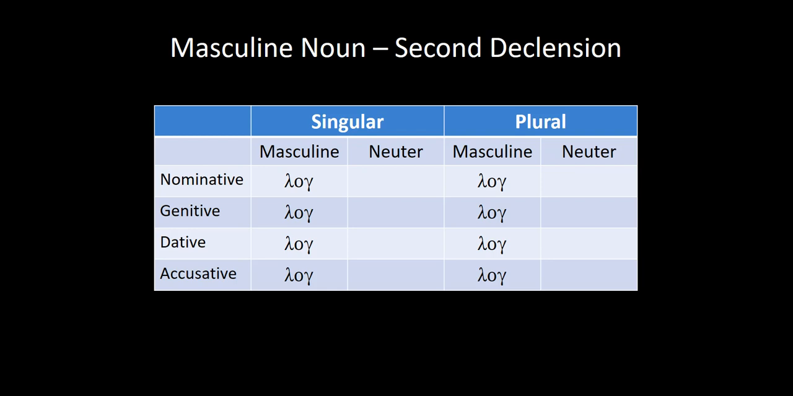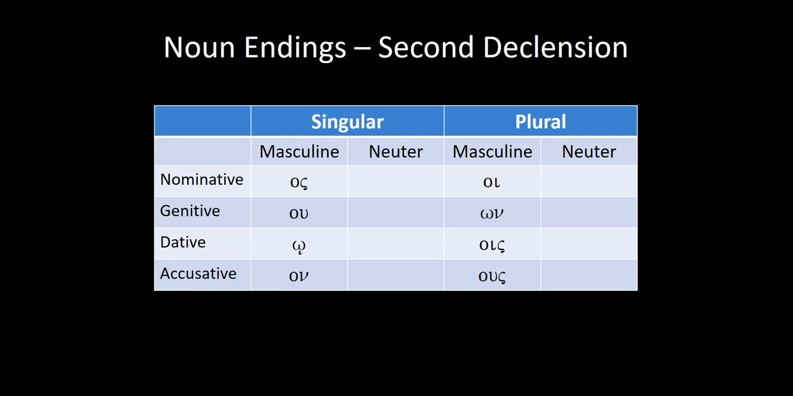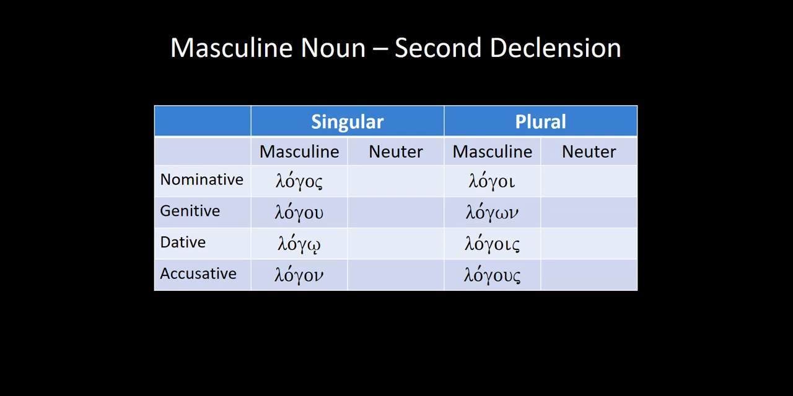Let's say we have the word logos, which means word. Here's the noun stem, log. Then we're going to add our endings, os, u, o, on, oi, own, ois, us. You put the endings at the end of the noun stem, and then that's how you make the chart. Logos, logu, logo, logon, logoi, logon, logois, logus. So you put your noun endings at the end of the noun stem. And it's going to change from nominative to genitive to dative to accusative. And you can do that in the singular or the plural.